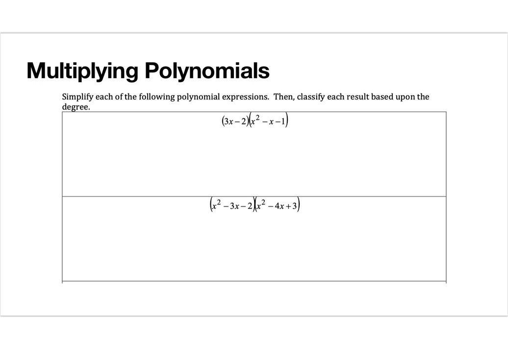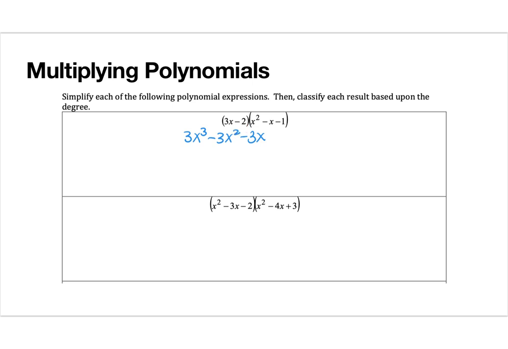Let's distribute that 3x. That gives me 3x cubed. Remember, if I'm multiplying with variables, I'm adding exponents, minus 3x squared minus 3x. Now, I could keep going with this negative 2 and list the rest of the terms that way. But one thing that I've found is helpful is to distribute this and line up my like terms one on top of the other. So then I can simply add straight down. So I'm going to do that with the negative 2.